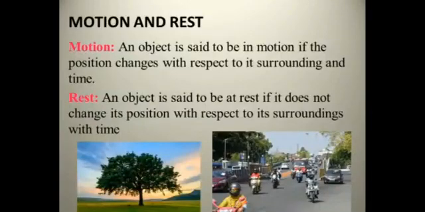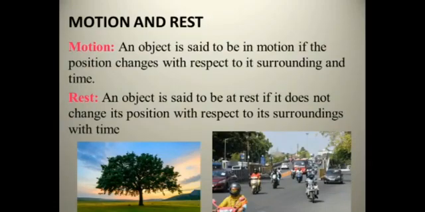Now we'll be learning what is motion and rest. An object is said to be in motion if its position changes with respect to its surroundings and time. And an object is said to be at rest if it does not change its position with respect to its surroundings with time. So in the previous scenario, you saw that the book on the table was at rest.